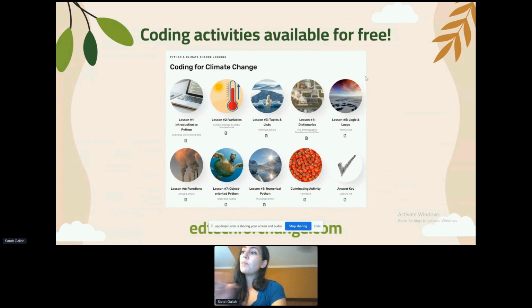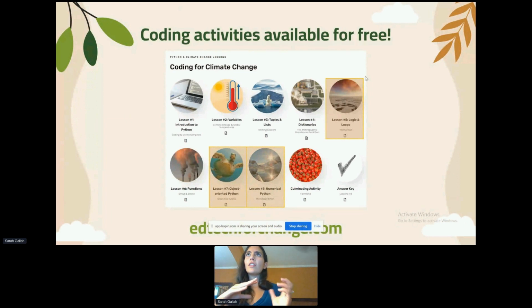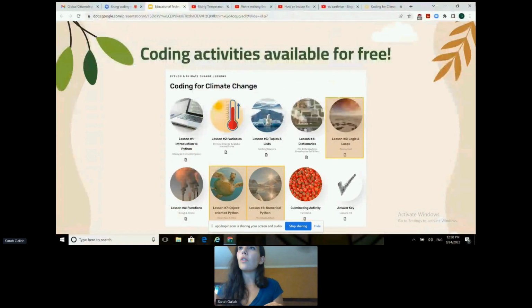So in this actual presentation, I've shown you activities from lesson 5. That's the logic and loops, the if statements, where you talk about permafrost and use permafrost data. We also took a look at lesson number 7, object-oriented Python, using green sea turtles to create objects. I showed you a little bit about lesson 8, numerical Python. That was where they created the graphs. So in the actual lesson, I can show you if we go on the website.